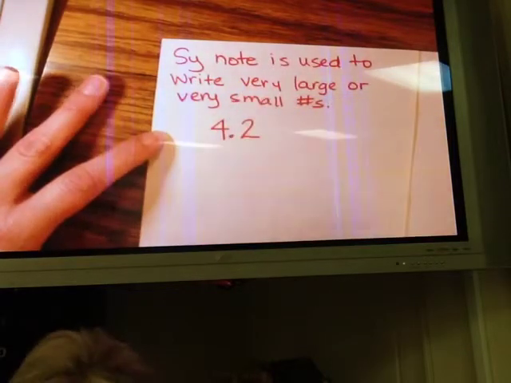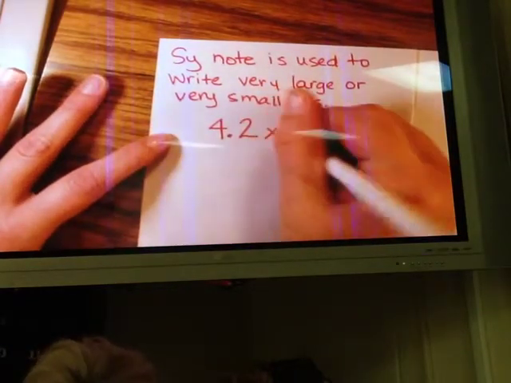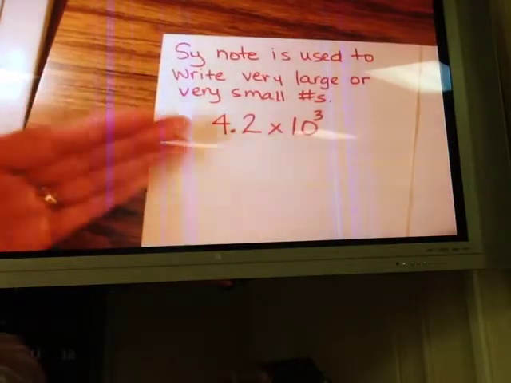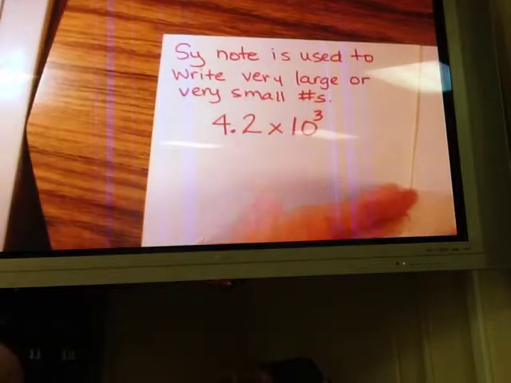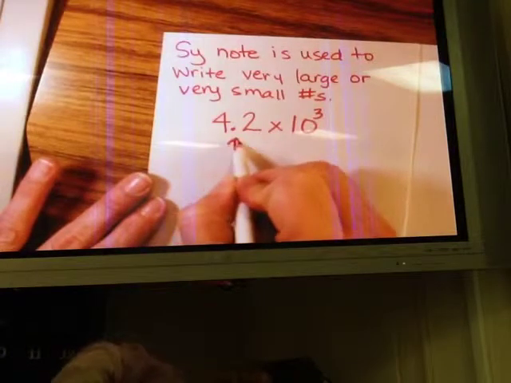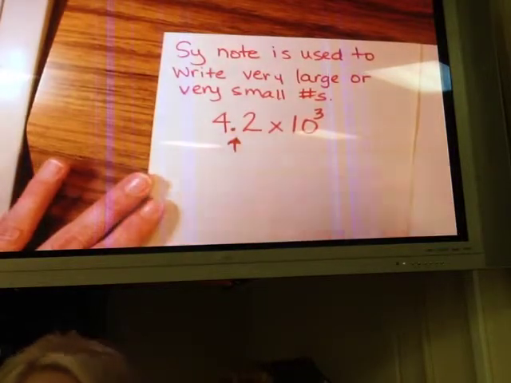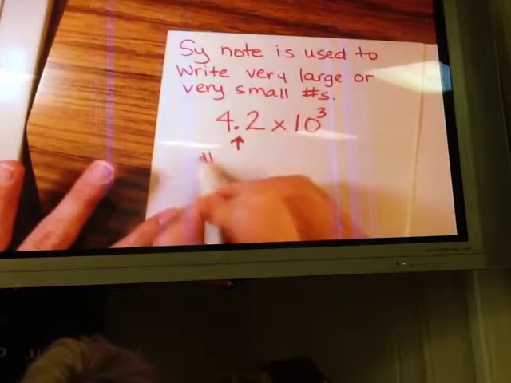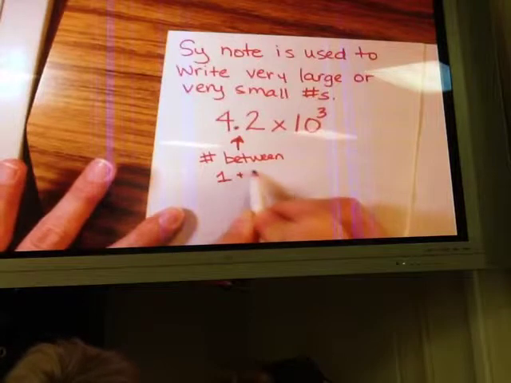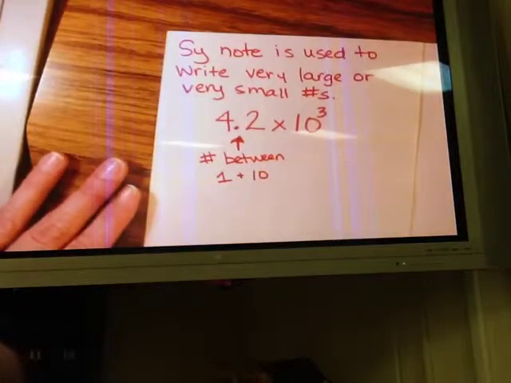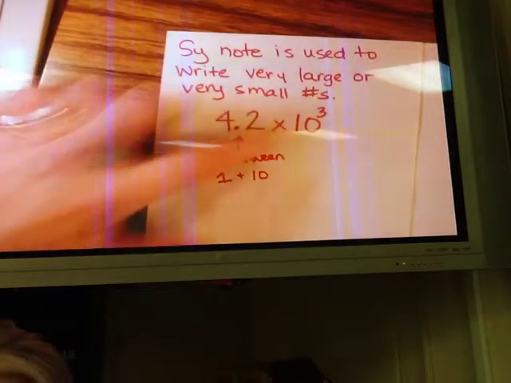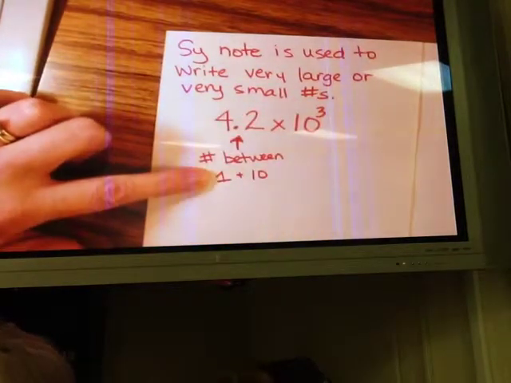This is a number written using scientific notation, and let's break that down. This is 4.2 times 10 to the third power, written in scientific notation. You've probably seen this before. Notice that the first number here, 4.2, has to be a number between 1 and 10. If it's over 10, it's not in scientific notation. If it's under 1, it's not in scientific notation. So this number needs to be between 1 and 10.